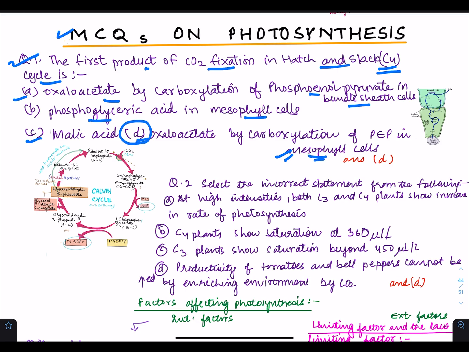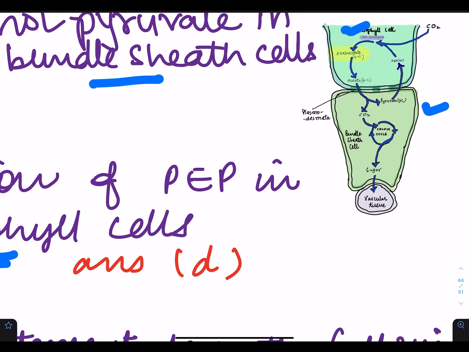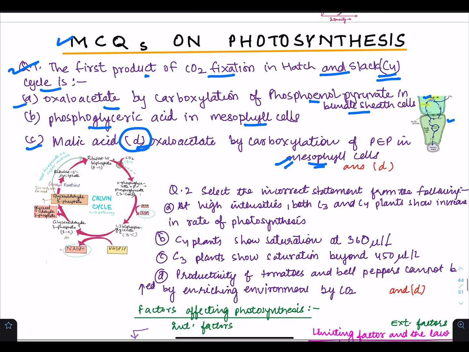Let us have a look at the diagram quickly. These are the mesophyll cells and this is the bundle sheath cell. So we can very clearly see that oxaloacetate is formed here and these are the mesophyll cells. So the answer is oxaloacetate by carboxylation of PEP in mesophyll cells and not the bundle sheath cells.